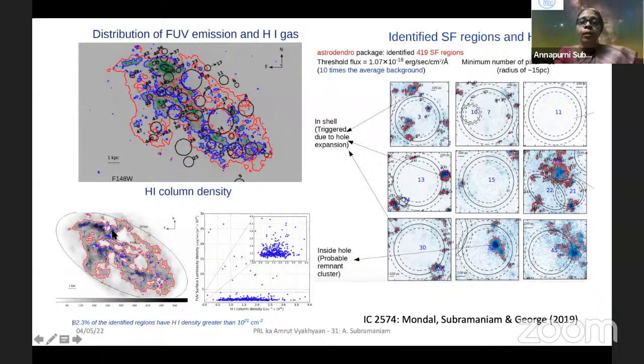Now, I just wanted to highlight a few results from AstroSat, which I have been involved in.